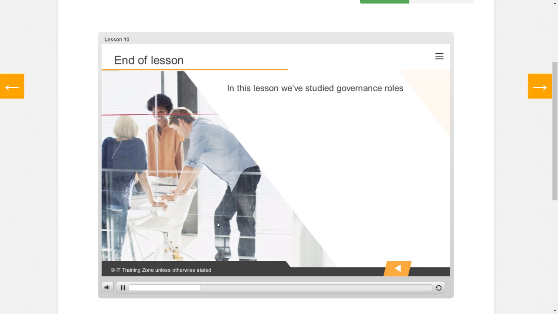You've completed Lesson 10, where we've studied governance roles. In Lesson 11, we'll look at management roles within the SIAM ecosystem.